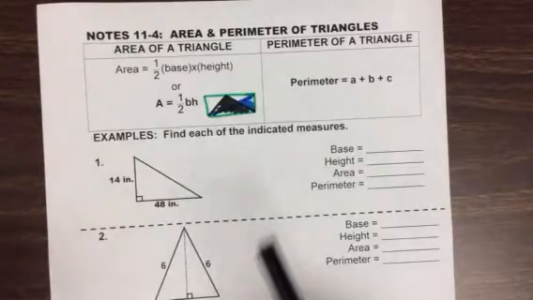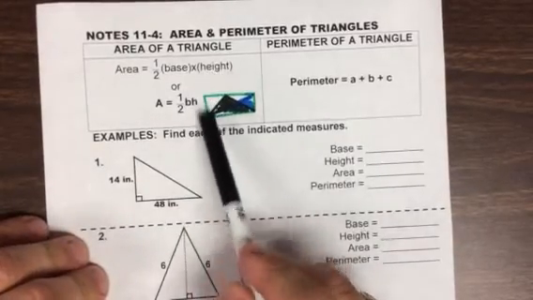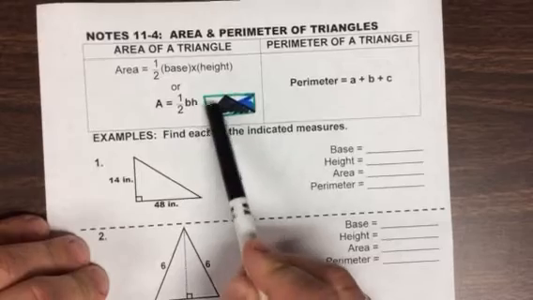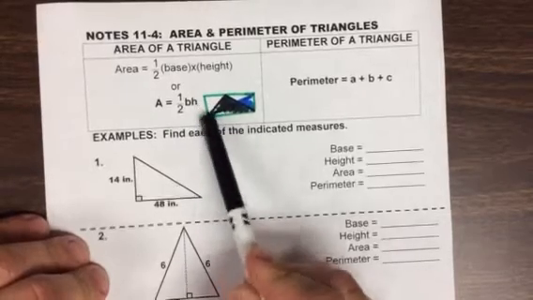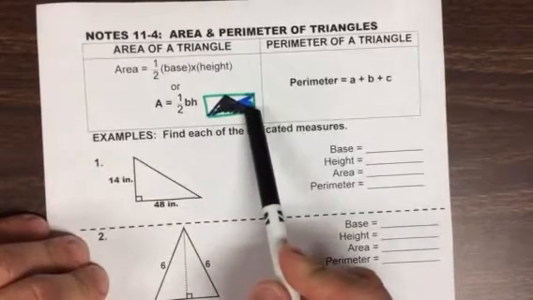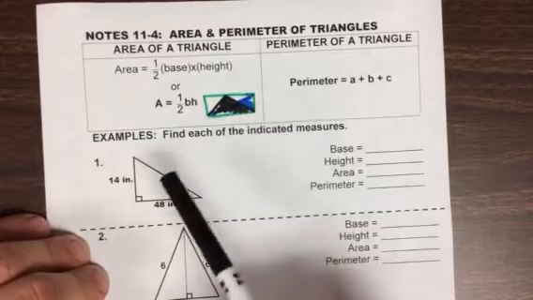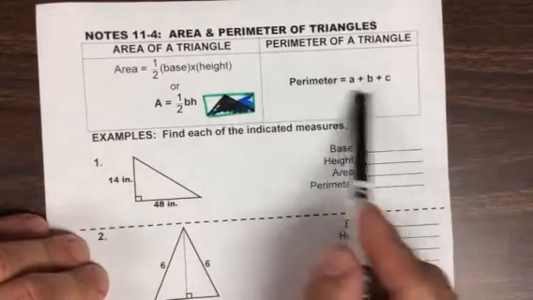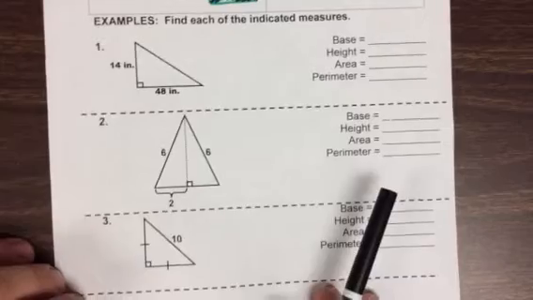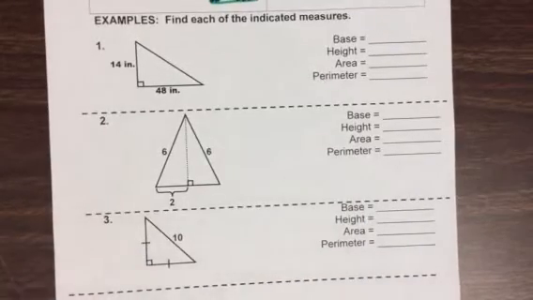What we want to make sure we know is base times height, just like a rectangle. Notice that the base and the height are always meeting at a 90-degree angle. That'll be important. And then we're going to take half of that. The perimeter is obviously adding up all three sides. So let's look down at example number 1.